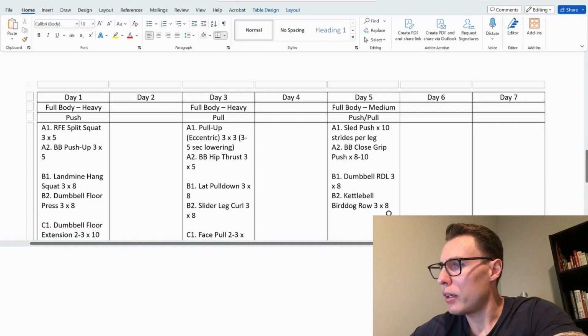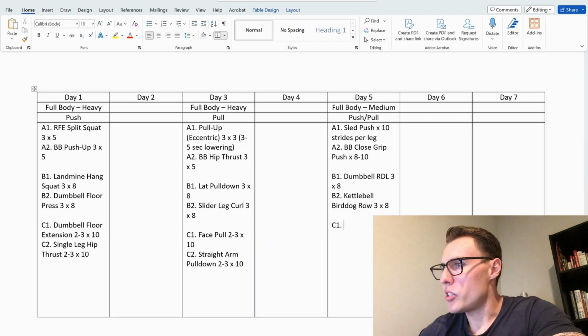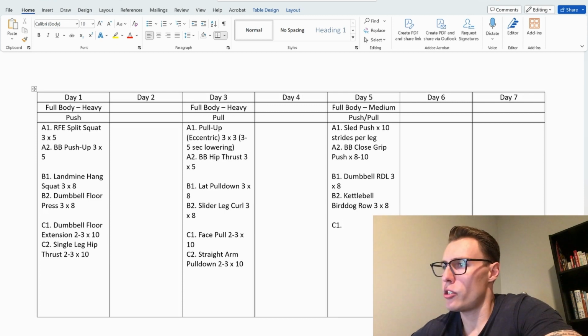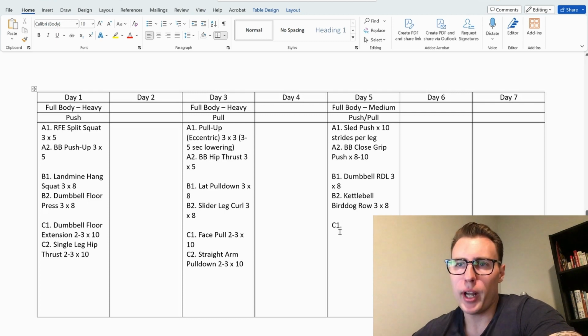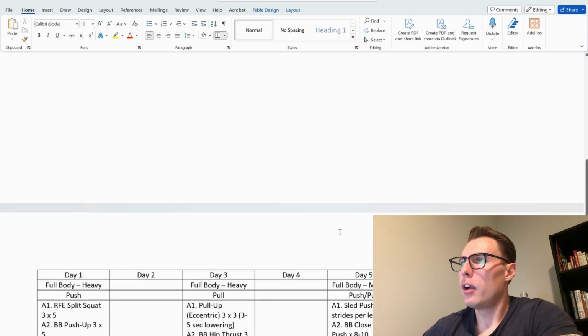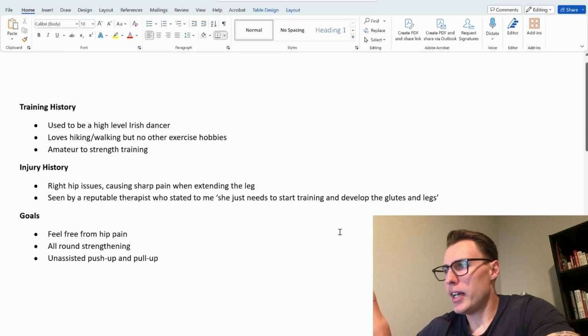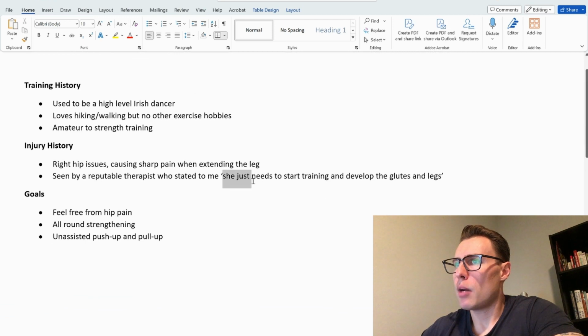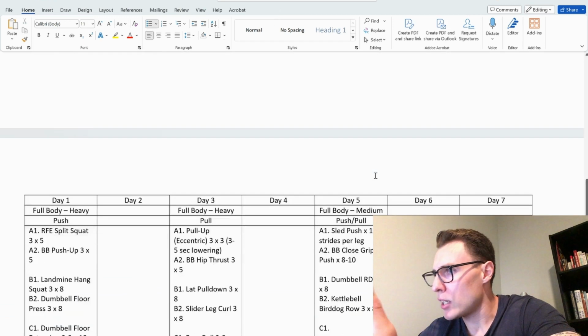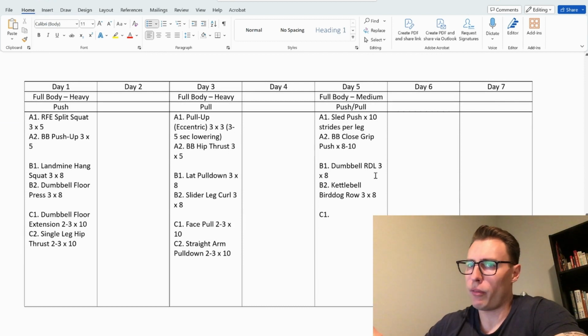Boom. Okay, and now let's go to C. For C, we can go two directions here. Direction one, we might do a burnout set or a finisher, focusing more on the glutes and lower body. There are a couple of reasons we might do that. One, the therapist said she just needs to start training and developing the glutes and legs, so that's a priority. We might use that as a finisher on the Friday.